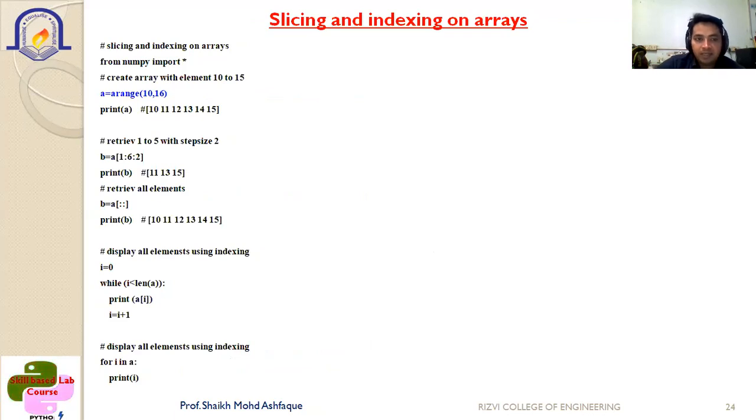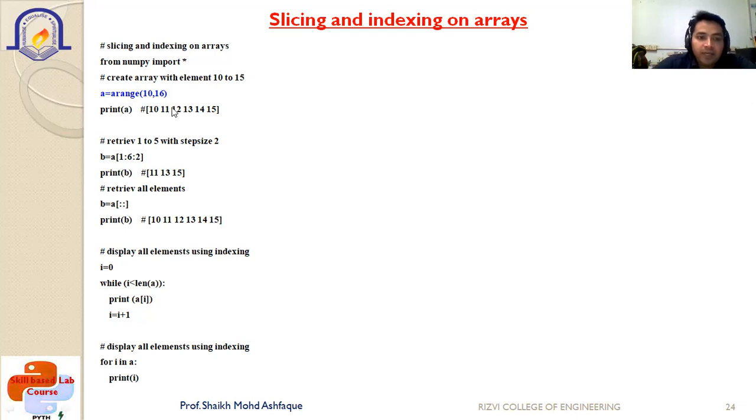Next is slicing and indexing. Likewise, we have used slicing and indexing on the array module. Similarly, you can use it here. Suppose first we are importing the package: from numpy import star. Then we are creating an array with elements from 10 to 15. For that purpose, you can use the arange method. So a is equal to arange(10, 16). This is one way to create an array.